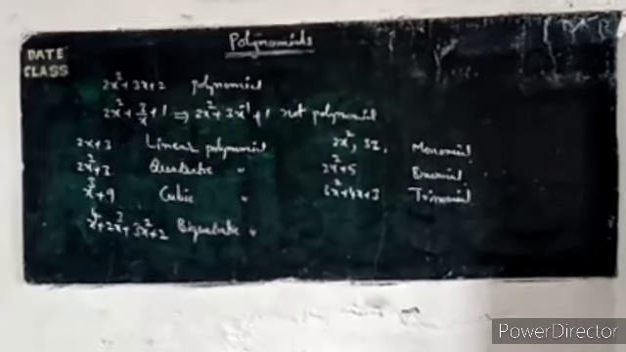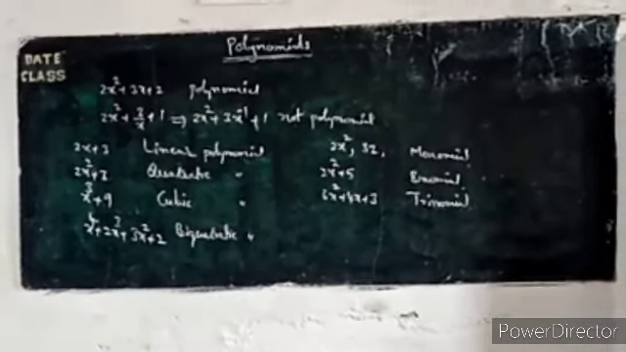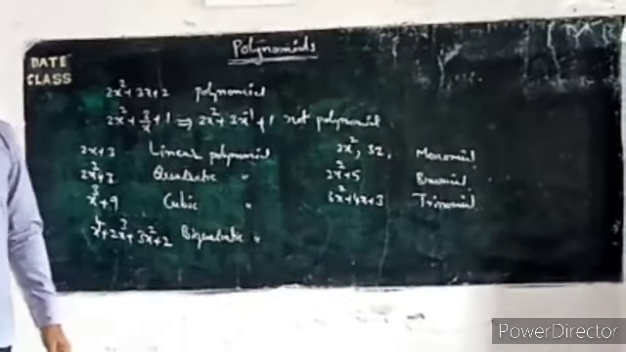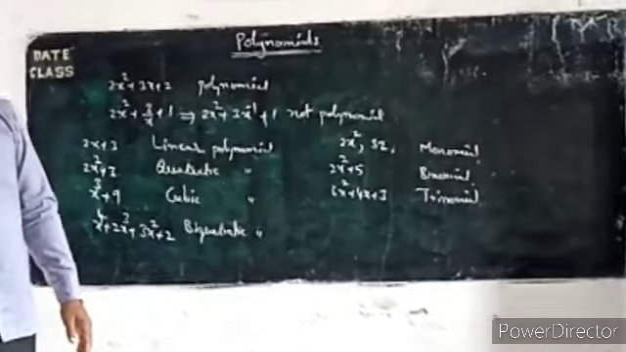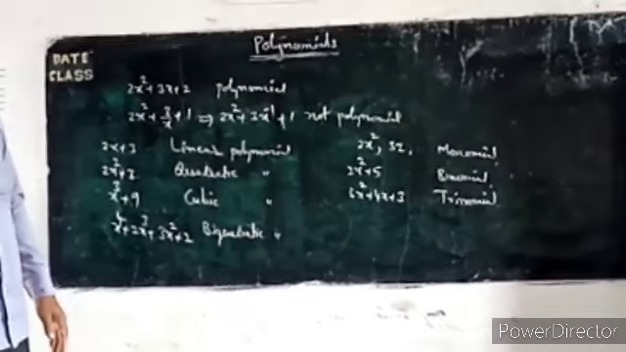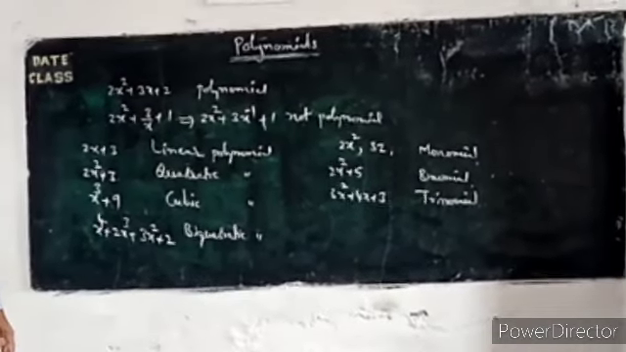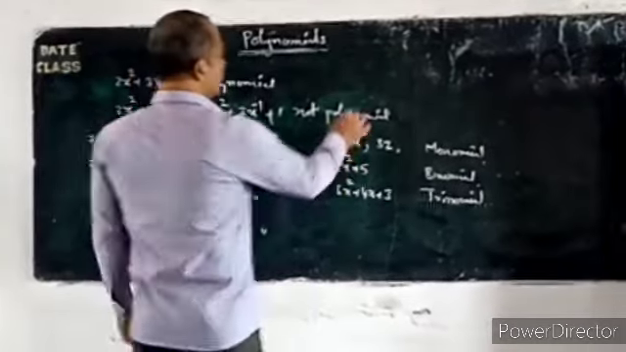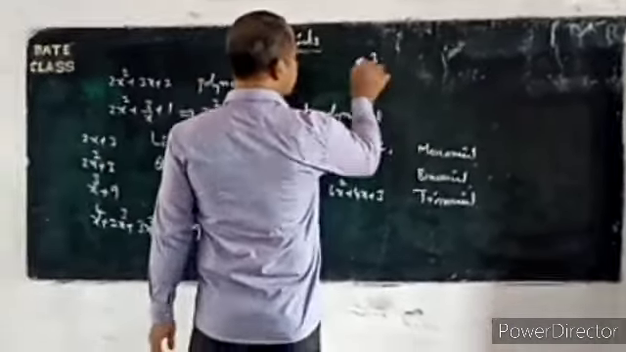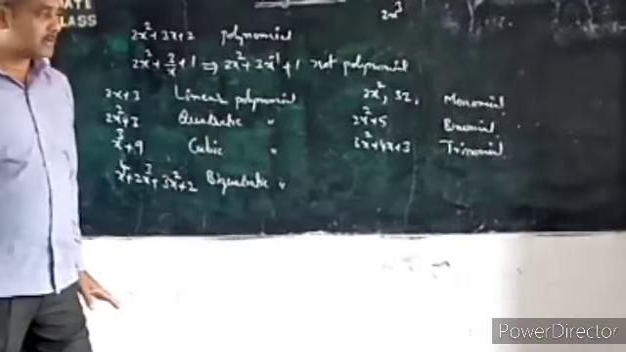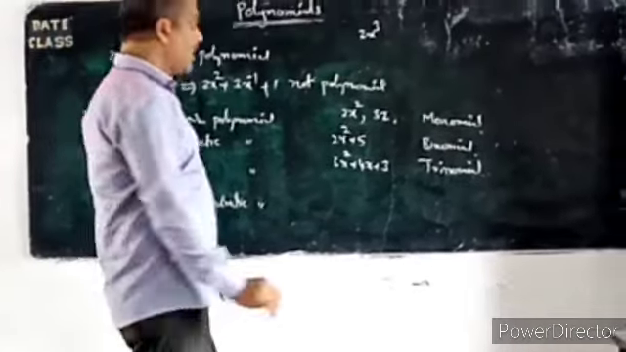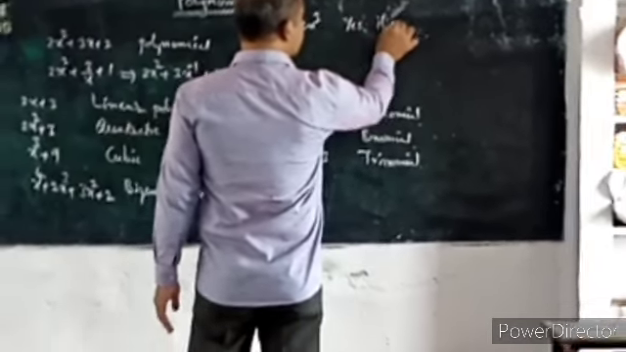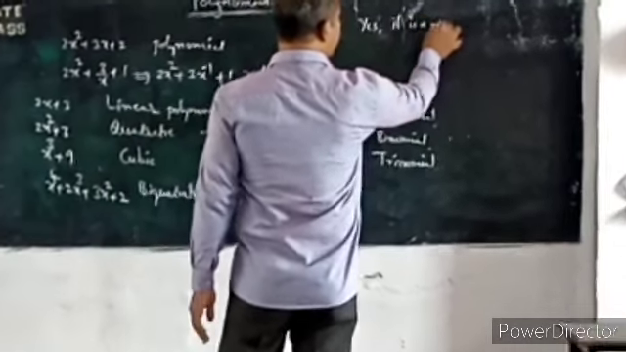Now in this class we are going to discuss, first do this problem on page number 52. First, 2x cube is given. Is it a polynomial or not? Yes, it is a polynomial.